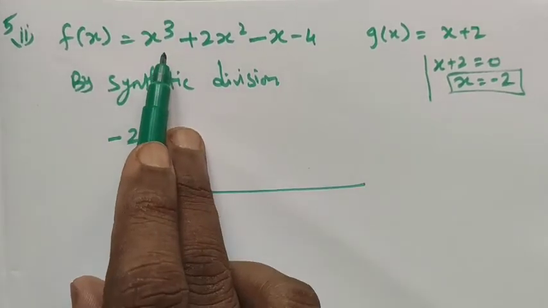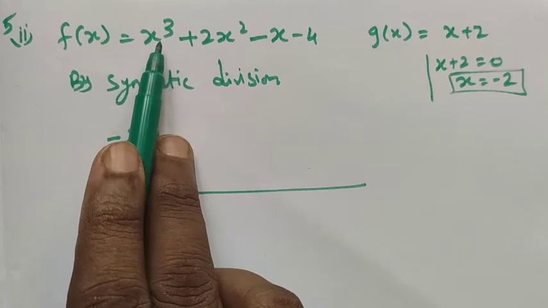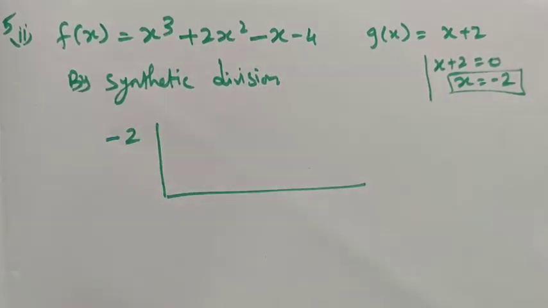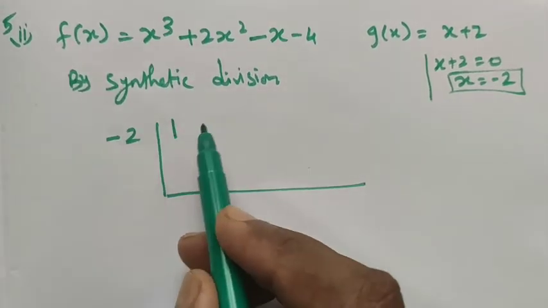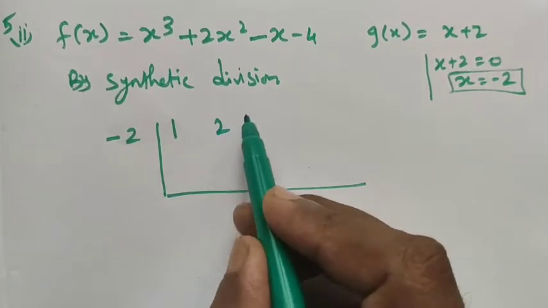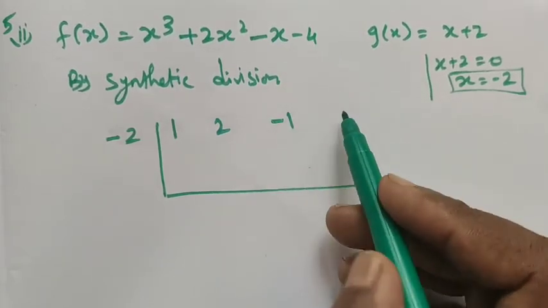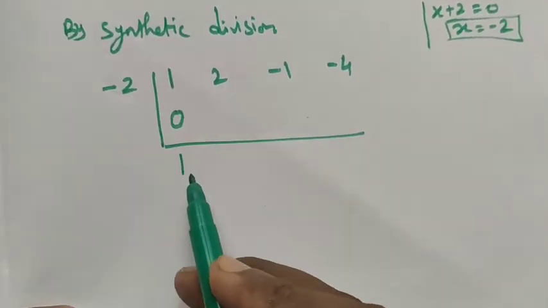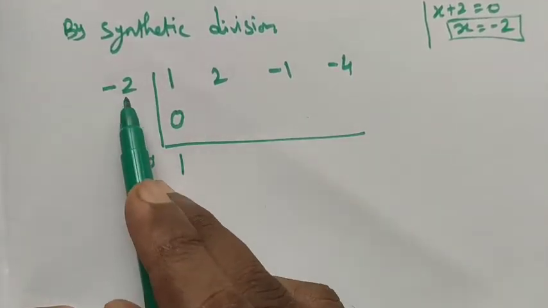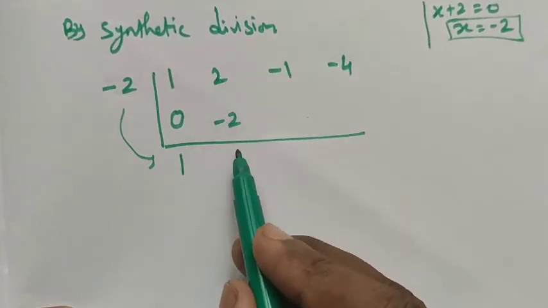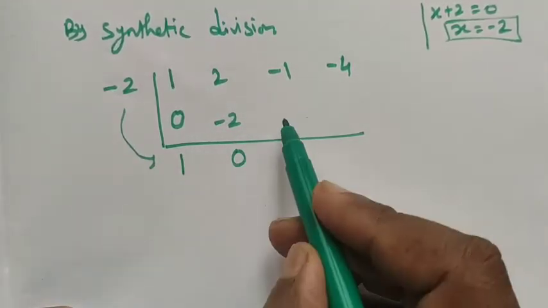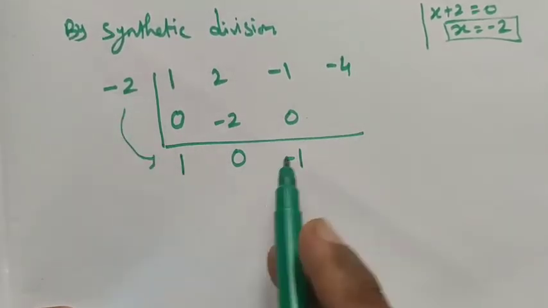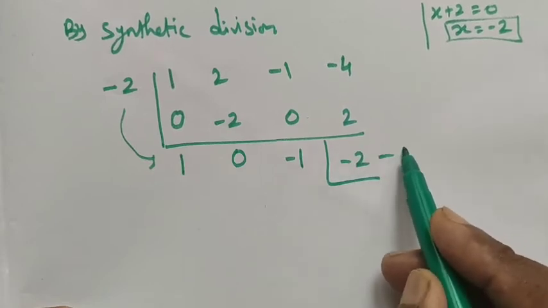We want to write the coefficient of the variable. First of all, we have to check the standard form: x cube, x square, x and then constant term. So it is in the standard form. So the coefficient of x cube is 1, the coefficient of x square is 2, the coefficient of x is minus 1 and then the constant term. First term always 0, sum of this term is 1, multiply minus 2 into 1 is minus 2, sum of this term is 0, minus 2 into 0 is 0, so we get minus 1. Minus into minus is plus, 2 ones are 2. We get minus 2 as the remainder.